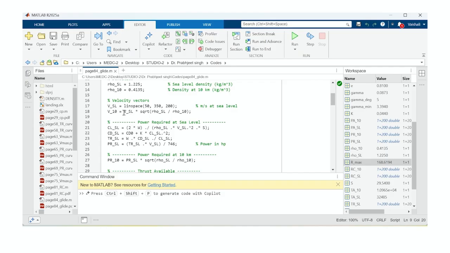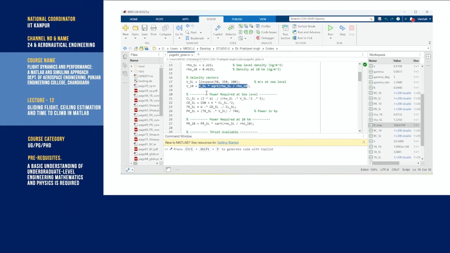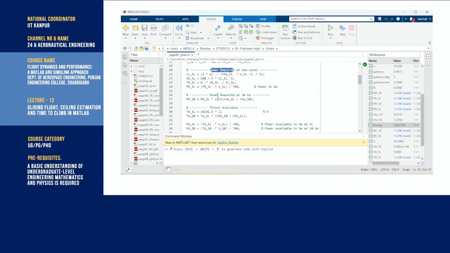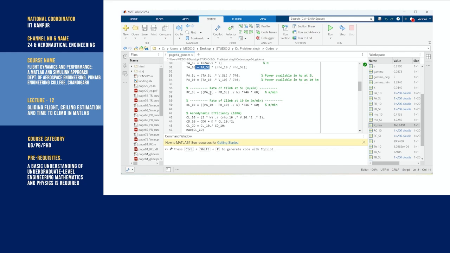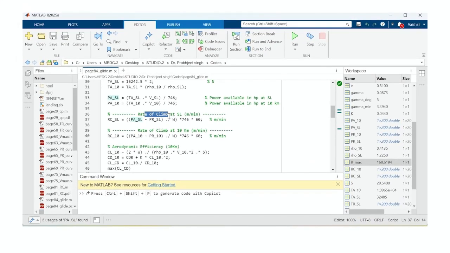For this we used the equation that we discussed in the earlier classes, V into square root of rho SL by rho at 10 kilometers. Then the method remains the same. The power required at sea level, similarly power required at 10 kilometers, thrust available, which was actually given, and thrust available at 10 kilometers. Then we found the rate of climb at sea level in meters per minute, and similarly the rate of climb at 10 kilometers in meters per minute.